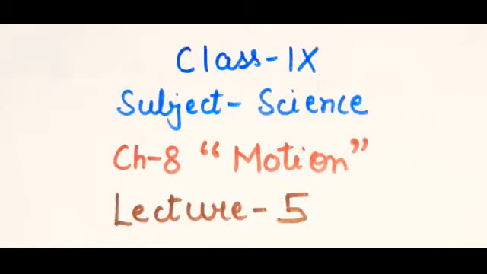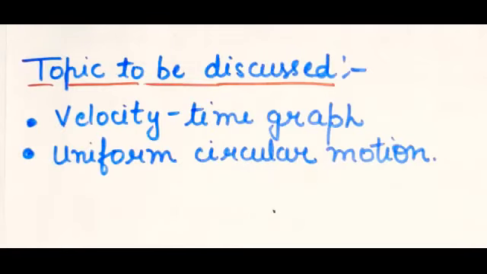Good morning, students. This is class 9th, subject science, chapter 8, that is motion. It's your lecture number 5. In today's lecture, the topics to be discussed are velocity time graph and uniform circular motion.